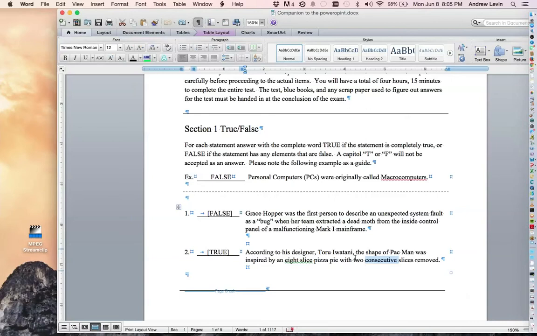So true false, the two main rules here: make sure you write enough that it's clear, but not a book, and don't use not questions. Like here, Grace Hopper was not the first person, or maybe the first. Don't go into the nots in any of these questions, really.